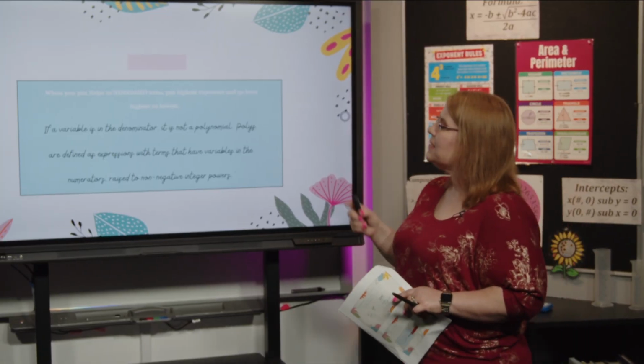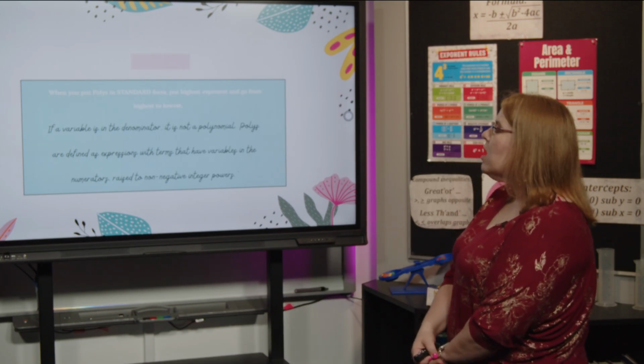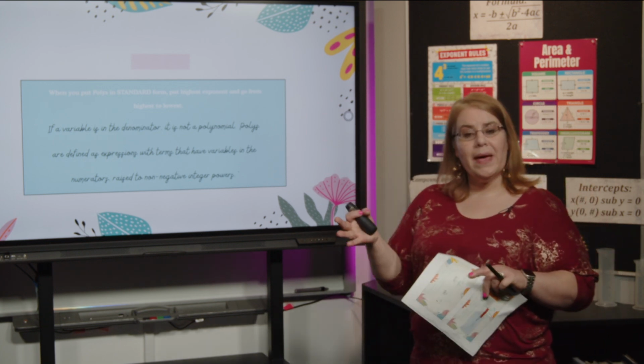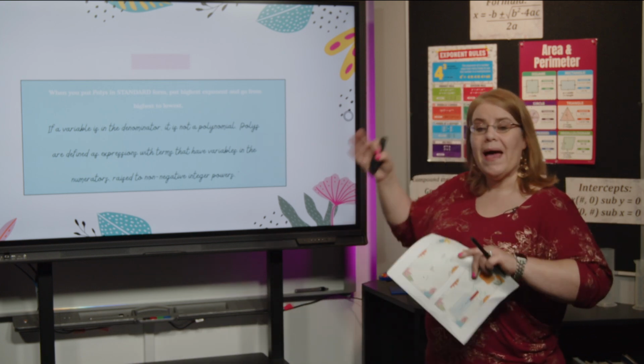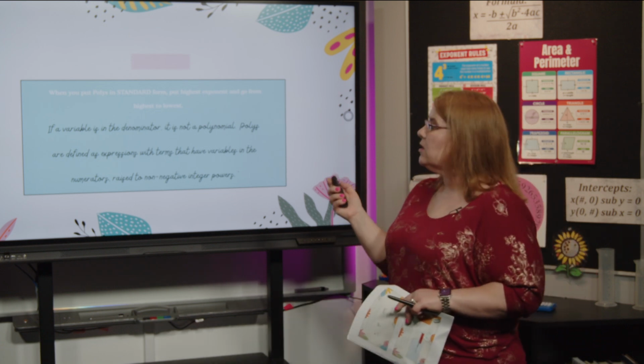So let's put this into practice. When you put polynomials in standard form, put highest exponents first and go from highest to lowest. If a variable is in the denominator, it is not a polynomial. Polynomials are defined as expressions with terms that have variables in the numerators raised to non-negative integer powers. So there's yet another noteworthy sentence. We need to make sure that we're writing these notes either on our notes pages or in our notebooks so we can go back and refer to them when we're doing our independent practice or when we're doing our time to mastery.